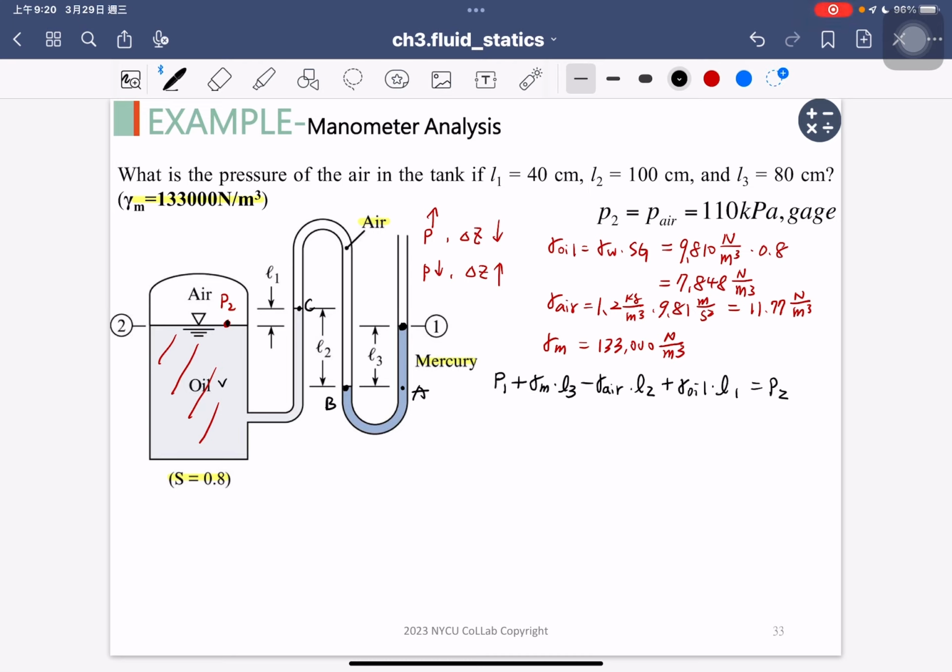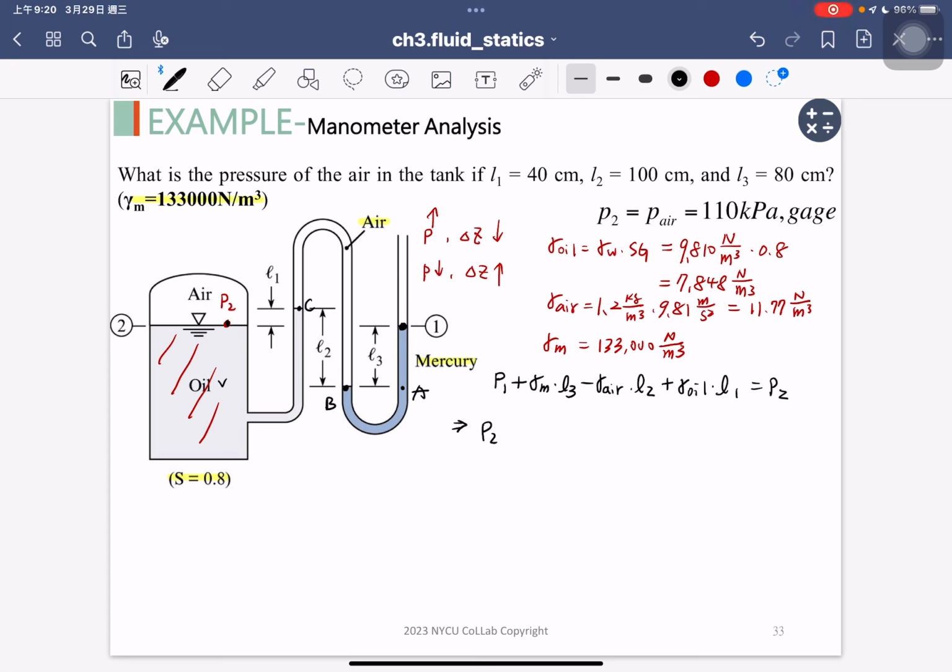So here I just apply the hydrostatic equation, but I don't do the balance step by step. I just consider the main idea: going down, pressure increase; going up, pressure decrease. And I just consider what fluid I have along the path. Okay, so just put all the numbers inside the equation.